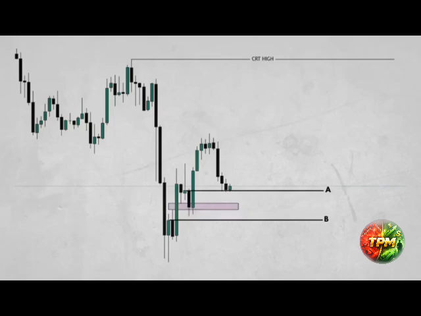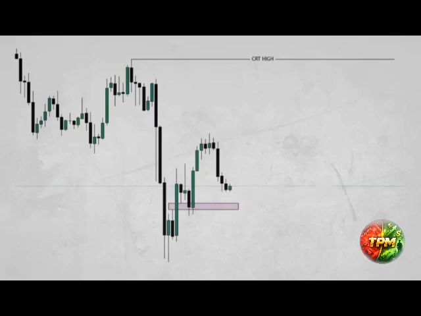I'll give you 5 seconds to decide. All right, your time is up. The best area to buy from is point A. Did you get it right? Let me know in the comments. Now let's analyze it so you can see exactly why point A was the best choice.